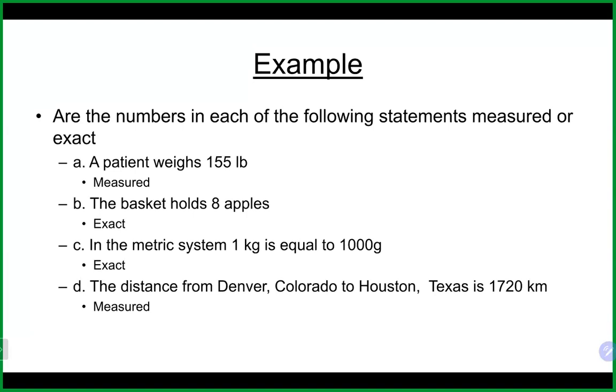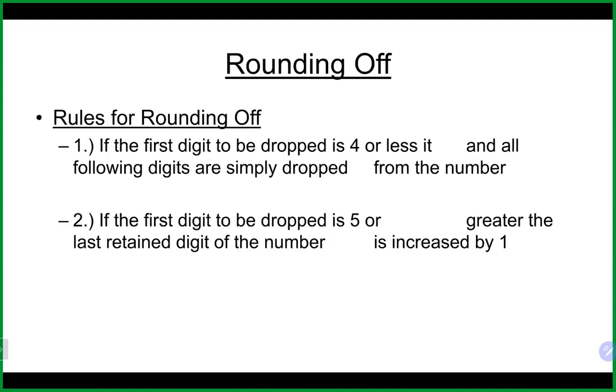And the distance is about 1,720 kilometers. That would be something that's measured, which in this case means it would have how many significant figures written like that? It would have only 3 significant figures, as that 0 at the end is not going to be significant. I think that's a good place to wrap it up.